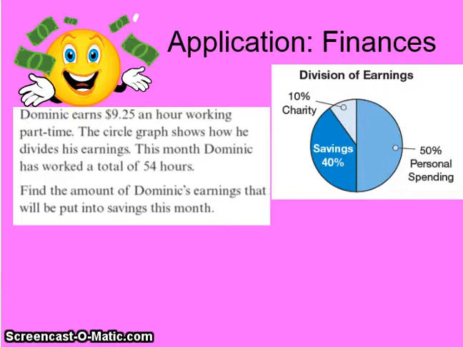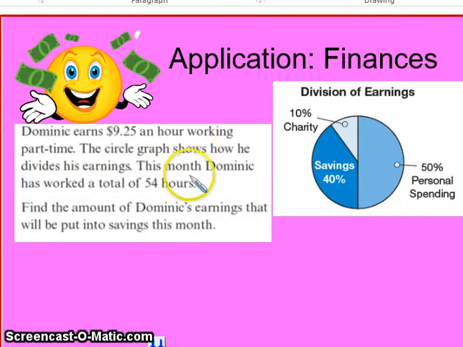Here's another application, and this is our last example that needs to be in your notebook. Dominic earns $9.25 an hour working part-time. The circle graph shows how he divides his earnings. This month, Dominic has worked a total of 54 hours. Find the amount of Dominic's earnings that will be put into savings this month.